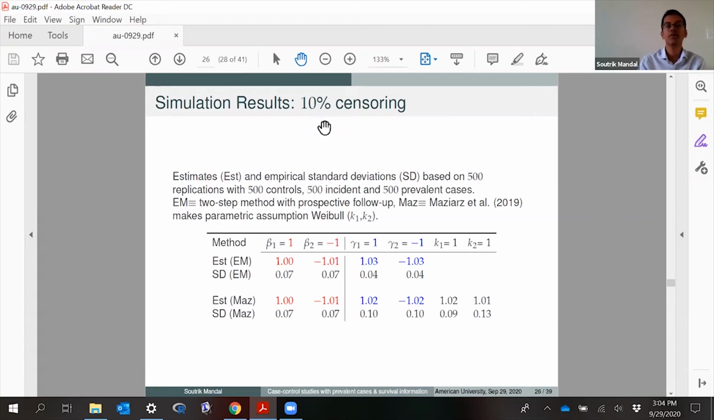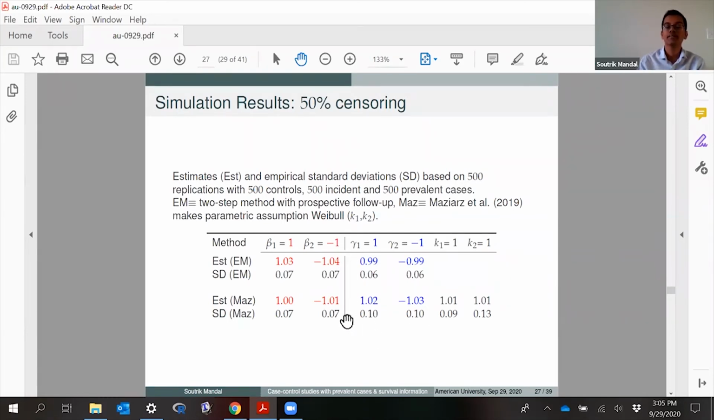Okay, so this is for 10% censoring. So what happens if I now increase the censoring percentage to 50%? Okay, let's look at the step 1 parameters again first. As you can see, the estimates are very good. They are unbiased. And we are still more efficient than the Mazier's method by looking at the standard deviations here.